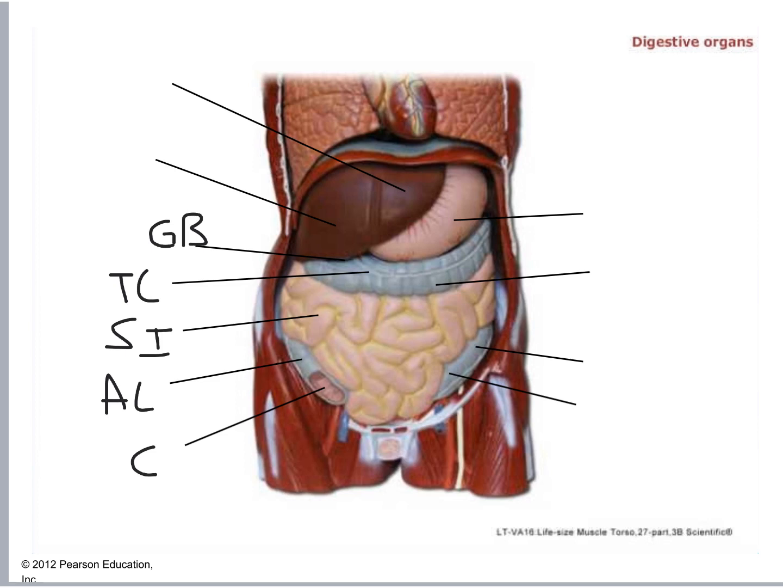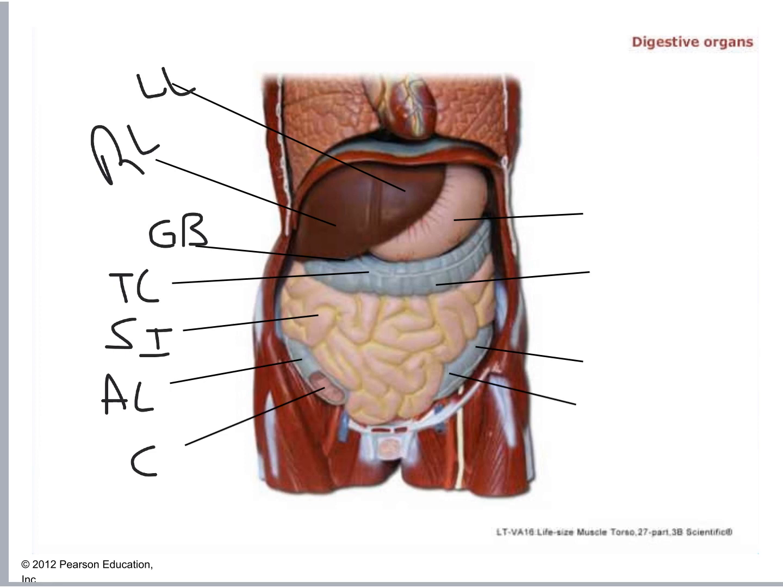The next line is pointing to one of the lobes of the liver. There are 4 lobes to the liver. The largest lobe of the liver is the right lobe. So the right lobe of the liver is the next line. And then the next line is pointing to the left lobe of the liver.